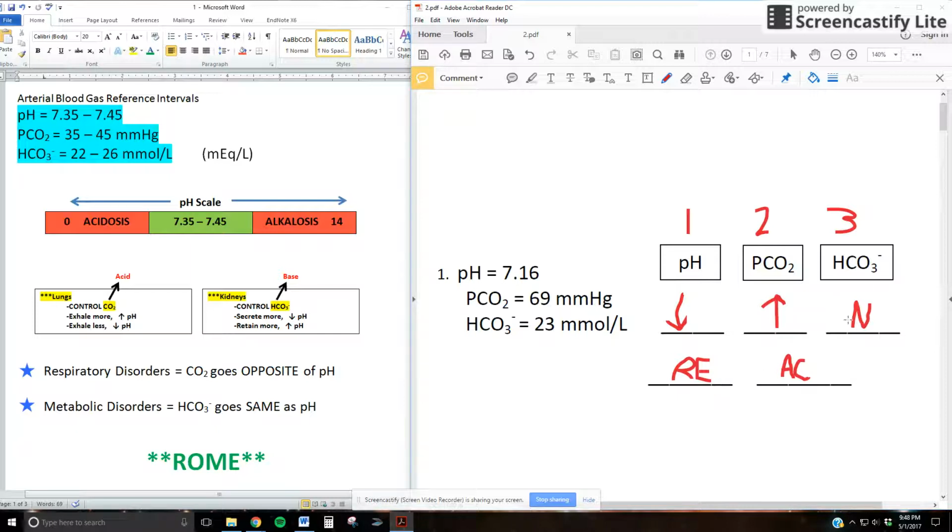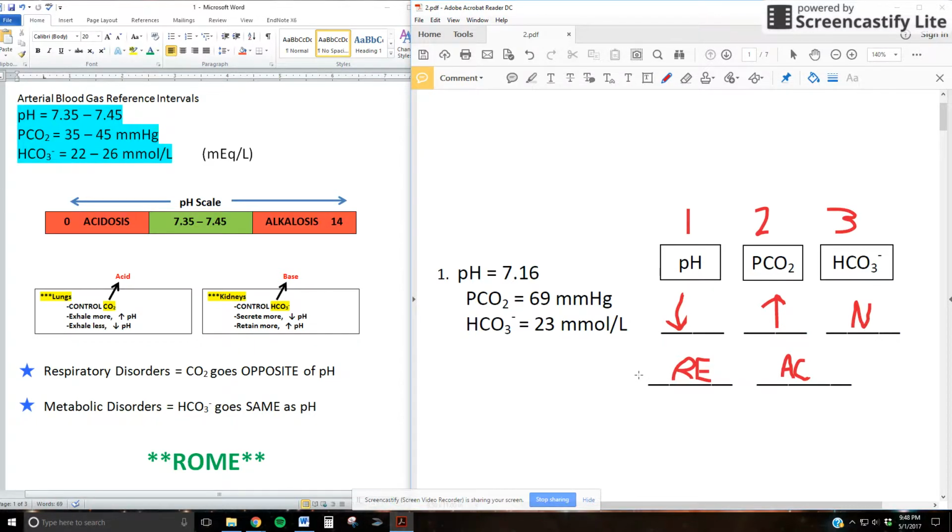There's no compensation going on in this problem. The first one out of the gate, just trying to keep it simple. But if you follow these steps and then look at which way these values are going, look back at the rules, it should give you half of the answer right off the bat.